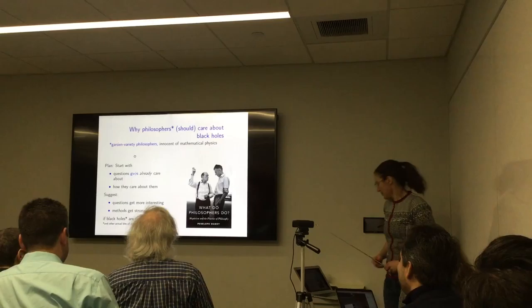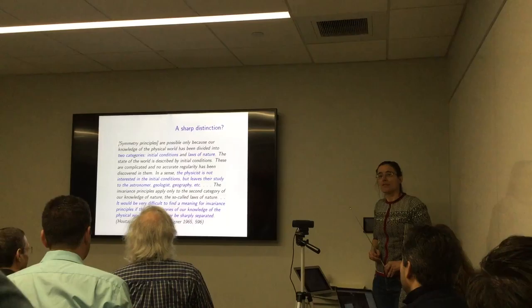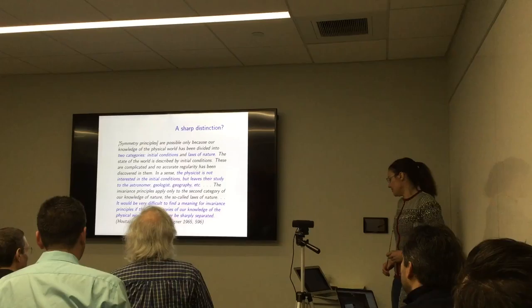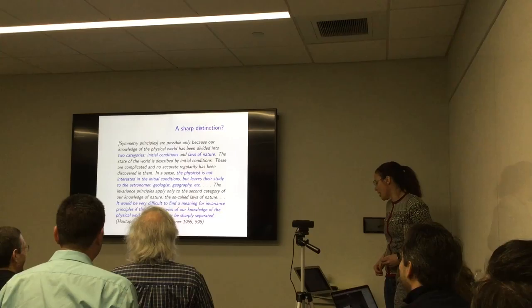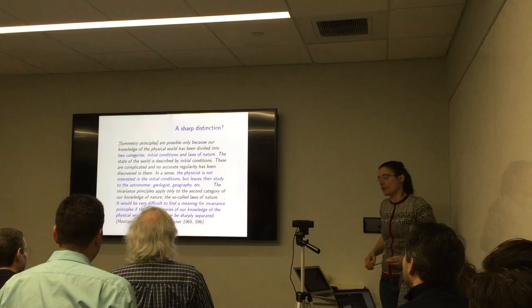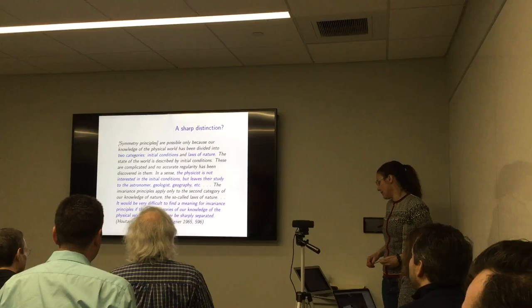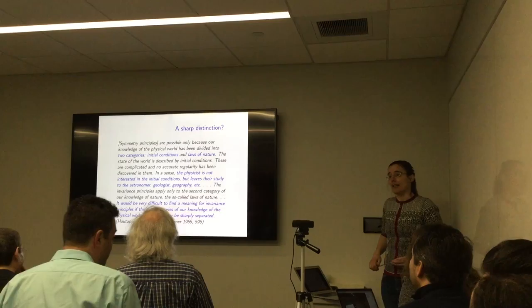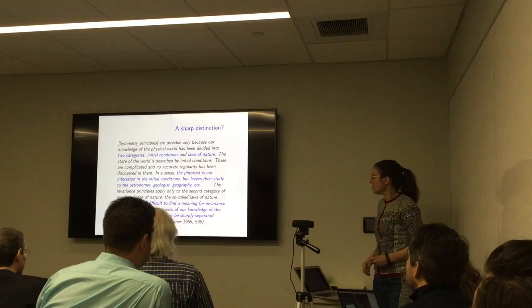So here's one question garden variety philosophers care about. I'm going to motivate it with a quote from Wigner and collaborators. It's one of these 'everything's either physics or stamp collecting' genre of quotes. There's a sharp distinction, they say, between two kinds of things: initial conditions, sort of boring accidents, basically addresses, and laws of nature. Physicists are not interested in initial conditions, but leave their study to stamp collectors. It's the laws of nature that should concern physicists, and it's concern with laws of nature that helps inform understanding of symmetry and invariance. Okay, so laws of nature, very important to Wigner and collaborators. Also very interesting to philosophers.